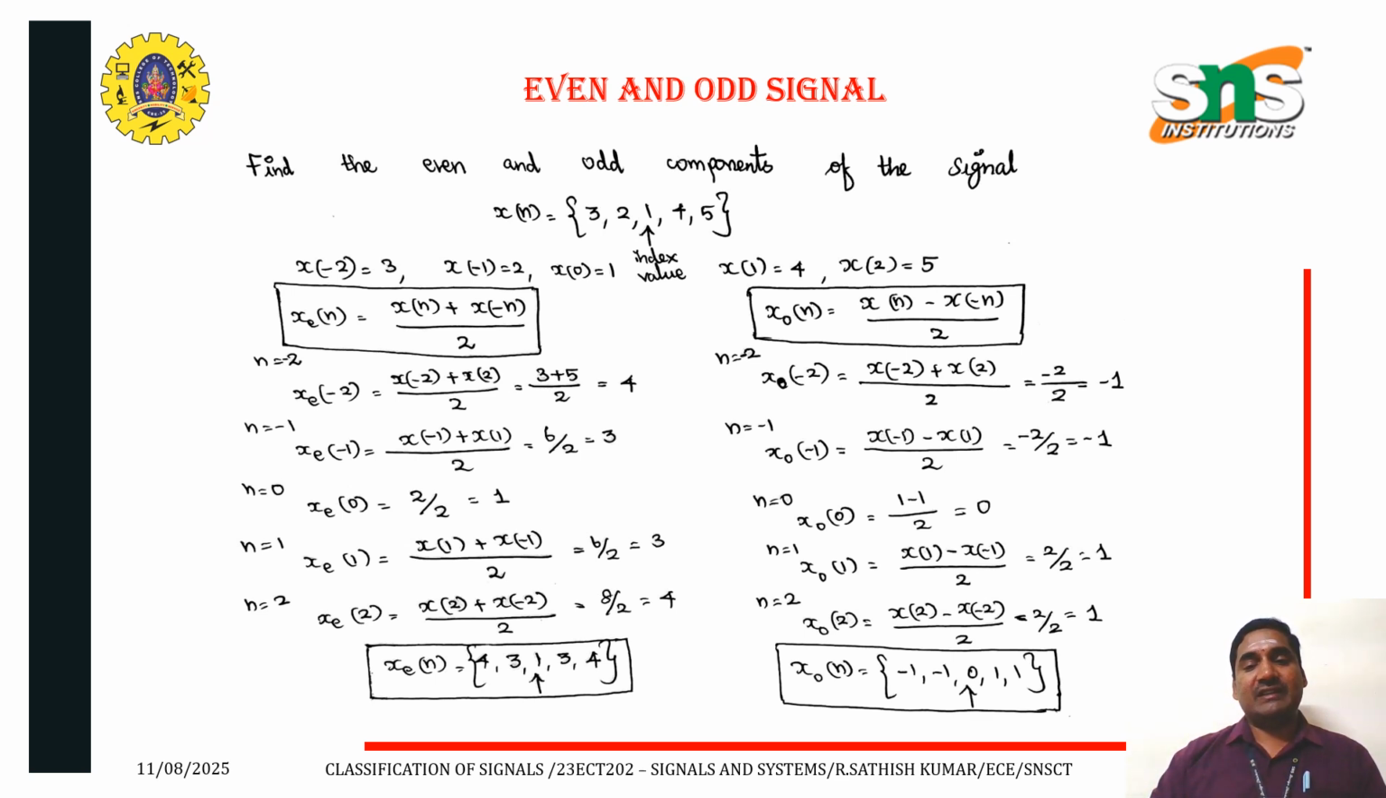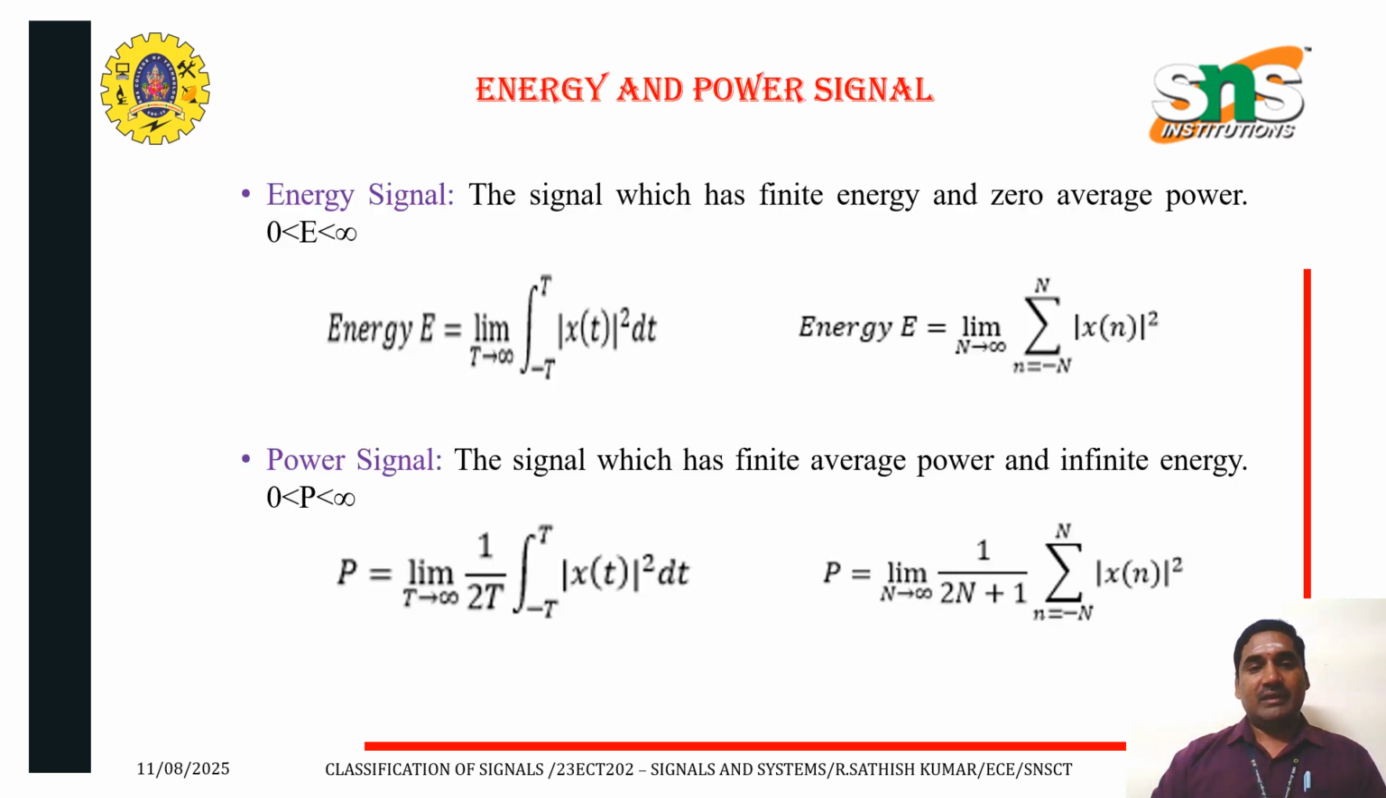Similarly, x odd of minus 2 is equal to minus 1, 0, 1, 1. x odd of n is equal to minus 1, 0, 1, 1. Right.